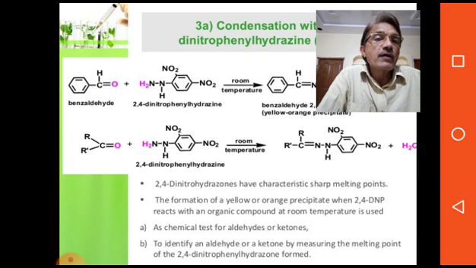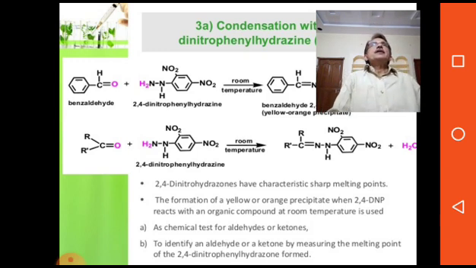To identify an aldehyde or ketone, measure the melting point of the 2,4-dinitrophenylhydrazone formed. By measuring the melting point of the 2,4-dinitrophenylhydrazone, the given compound can be identified as an aldehyde or ketone. Anyhow, 2,4-DNP is used to identify the CO group present in aldehydes or ketones.